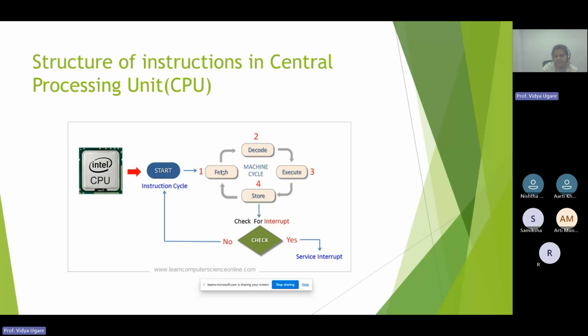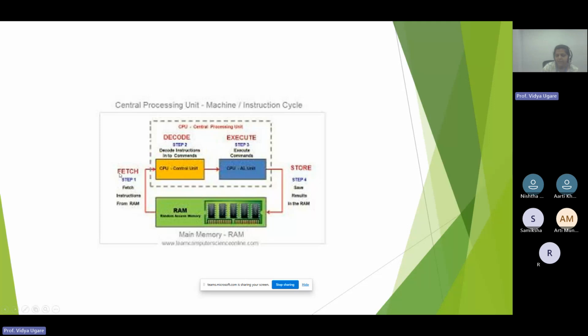Now I'll show you the same cycle. Fetch is step one, which means the instruction is fetched from the RAM, because whatever instruction and data is given will be temporarily held in the RAM, or the primary memory, and then it goes to step two, that is decode.